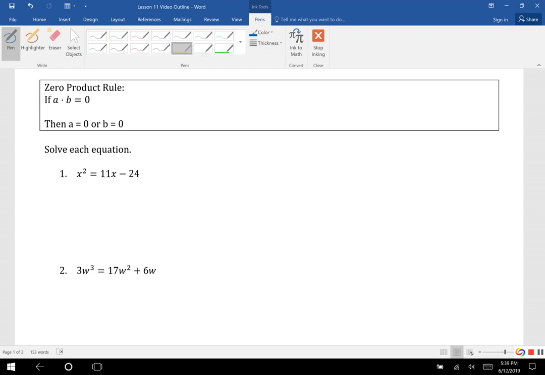So the first thing I'm going to do is give you something called the zero product rule, and it basically says if product equals 0, then either piece equals 0. So the only way you can have two numbers multiply together to give you a 0 is if either of the numbers equals 0.